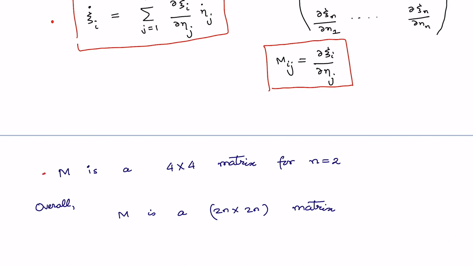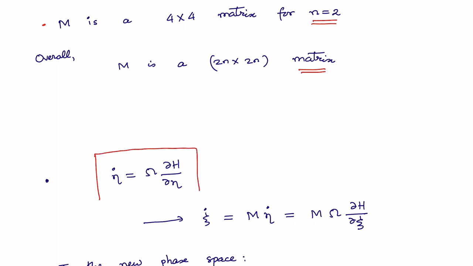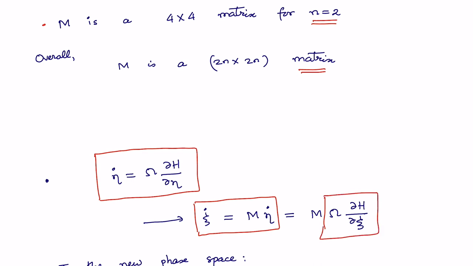Now you see M is a 4 by 4 matrix for n equal to 2, and overall capital M is a 2n by 2n matrix for any n. In the old phase space, eta dot is equal to omega delta H over delta eta, and in the new phase space, eta and xi are related by this expression; their time variation is related by this expression. And also eta dot, we can just write as omega delta H over delta xi. Actually, I hope I'm writing it correctly. It should be delta eta, because I am putting it here for eta dot.